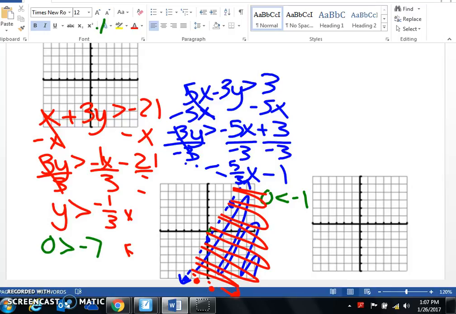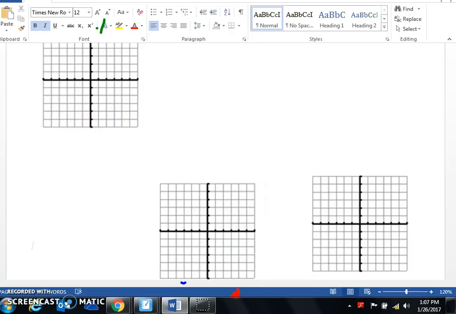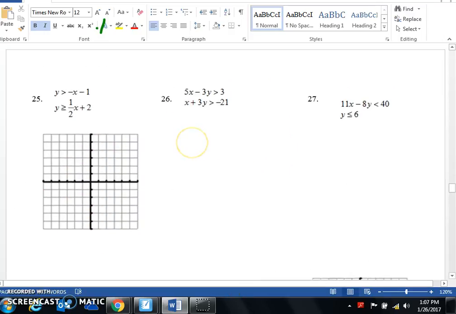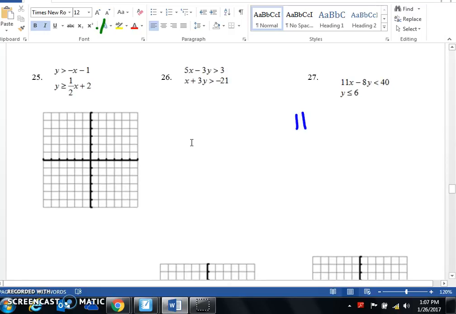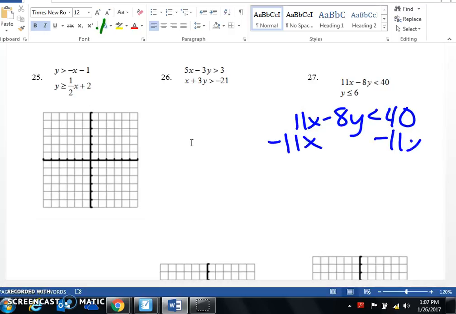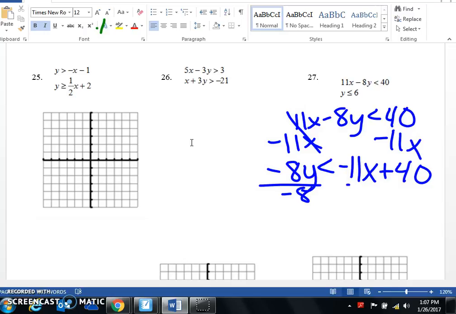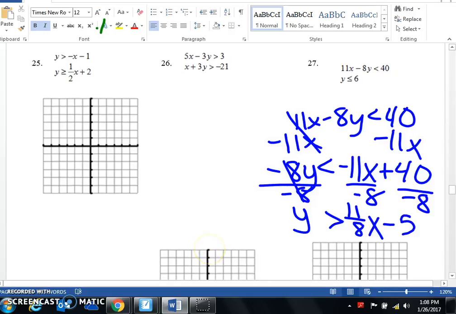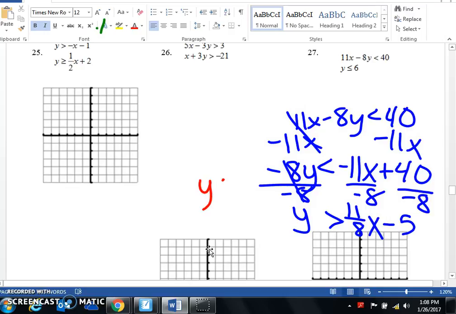And last one over here. Okay. Subtract 11x. Divide by -8. When we divide by a negative, we flip that inequality. I don't know why I did 8/11 as your slope, but let's just go with it. All right, what's the other one? y is less than or equal to 6.